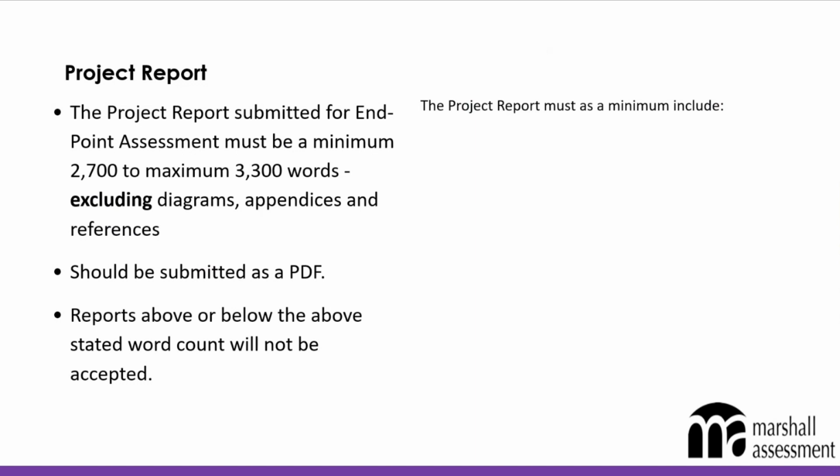The project report submitted: 3,000 words plus or minus 10%. That's excluding diagrams, appendices and references. It needs to be submitted to us as a PDF, so we can't accidentally delete something or miss something or anything might happen. It's much more tricky to accidentally edit a PDF, so that's how it should come to us. And there should be a stated word count, and not be over or under the limits that you can see there on the page.